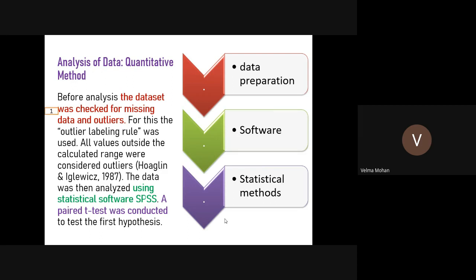One, by checking the missing data and outliers. Now, the outlier labeling rule for outliers is that you multiply the IQR, the interquartile range, by 1.5, and in doing so, you get either an unusually high piece of data or a very low piece of data. And that high and that low piece of data is called the outliers.